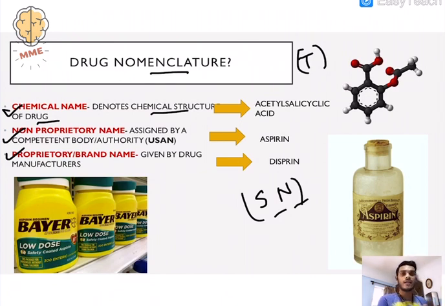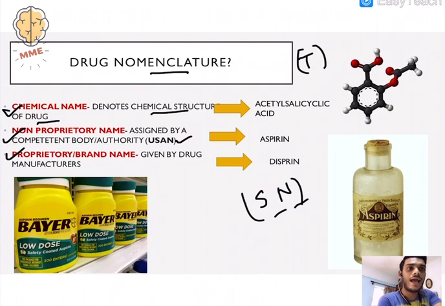The non-proprietary name is assigned by a competent body or an authority like USAN. Now USAN stands for United States Adopted Names Council, which is a body or an authority which gives these drugs their particular names. And every country usually has these different competent bodies or authorities, and these names are accepted universally. And next we have the proprietary or the brand names. Now these names are given by the drug manufacturers.